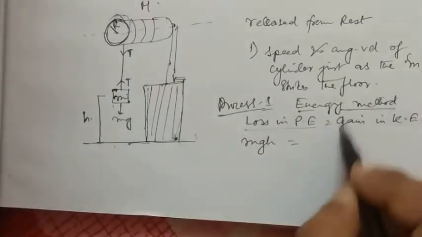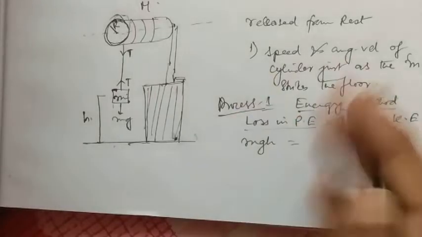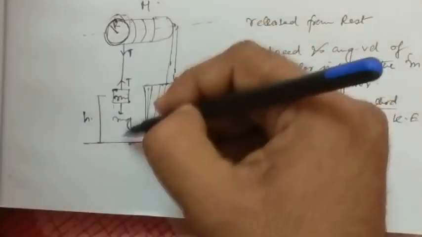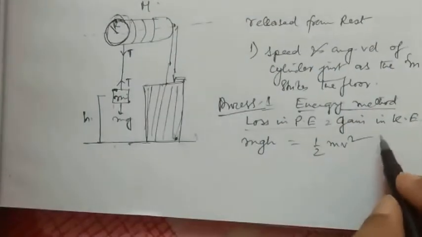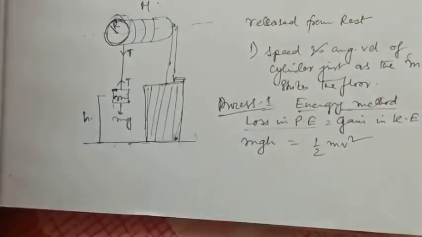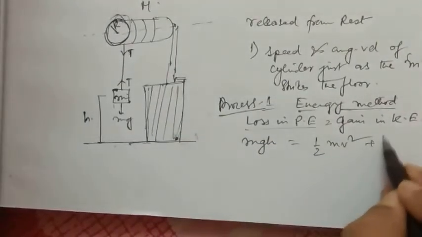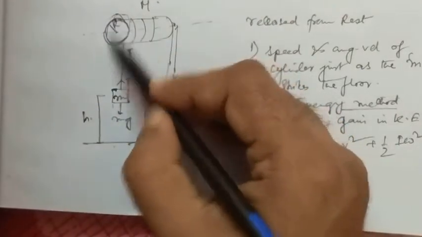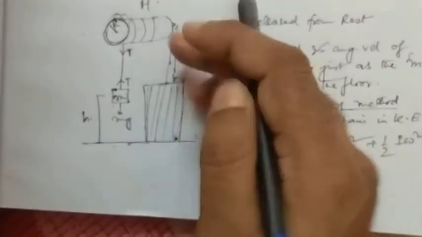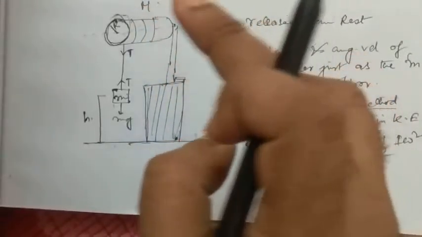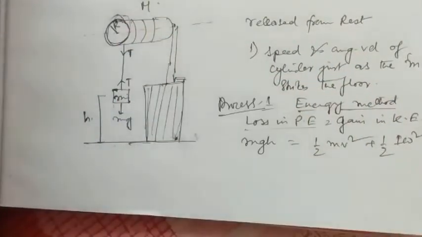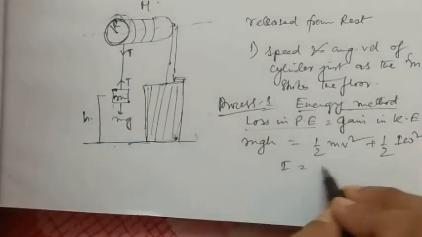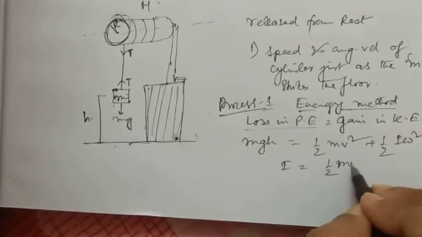Now the gain in kinetic energy is one half mv squared. The speed of the mass increases downwards. That is the translational kinetic energy, as well as we have got the rotational kinetic energy, because as the mass comes down, the cylinder starts to rotate on its own axis, resulting in a gain of rotational kinetic energy as well. So if you replace I here, I is equal to half MR squared.